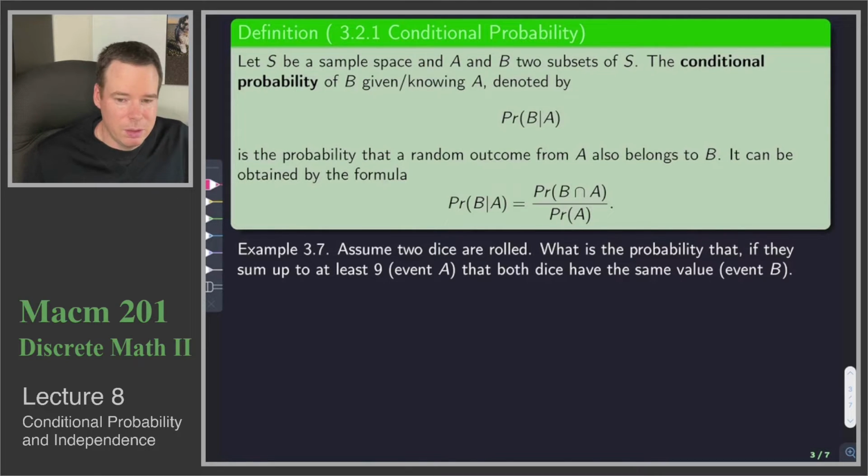Assume 2 dice are rolled. What is the probability that if they sum up to at least 9, we'll call that event A, that both dice have the same value? We'll call that event B.